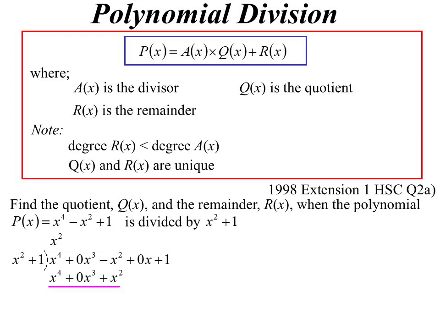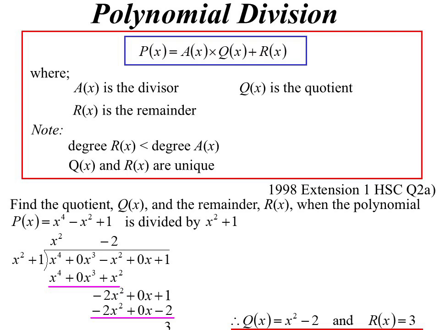And then we multiply that out. I get x to the power of 4 plus x squared. Subtract, bring down those terms that I haven't used yet, and go again. So x squared goes into minus 2x squared, minus 2 times. Multiply that one out, do a subtraction, I'm left with 3. But now that's where I stop, because the degree of the remainder is 0 in this case. The degree of the divisor is 2. I can't keep going. So my quotient is x squared minus 2 and my remainder is 3.